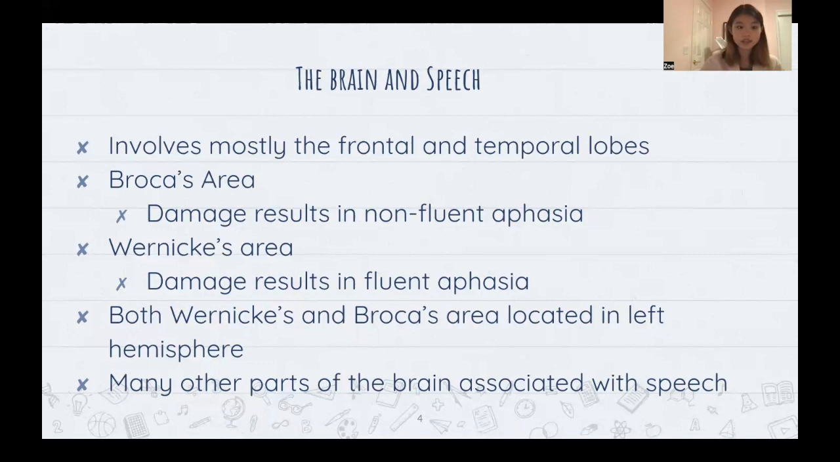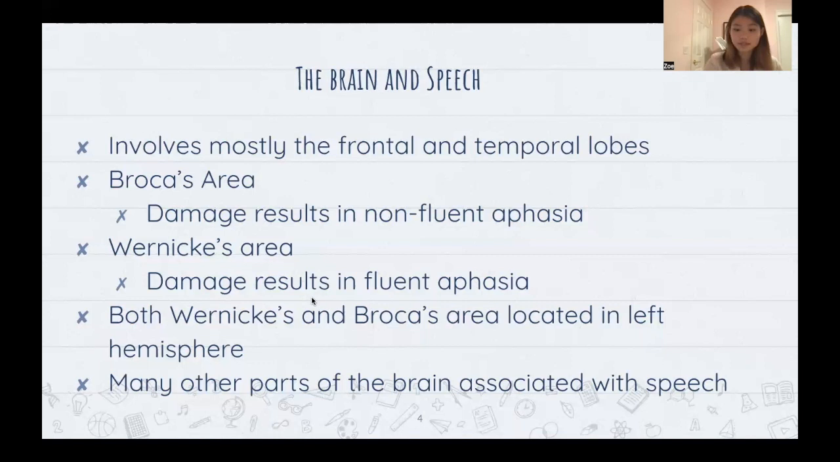So damage to Broca's area results in non-fluent aphasia, where an individual can understand speech but cannot express or speak it. On the other hand, Wernicke's area is responsible for comprehending and processing speech. So damage to this area results in fluent aphasia, where an individual can speak, but their words have no meaning and their sentences will not follow any grammatical rules. There are also several other parts of the brain associated with speech, but these two are the main ones.